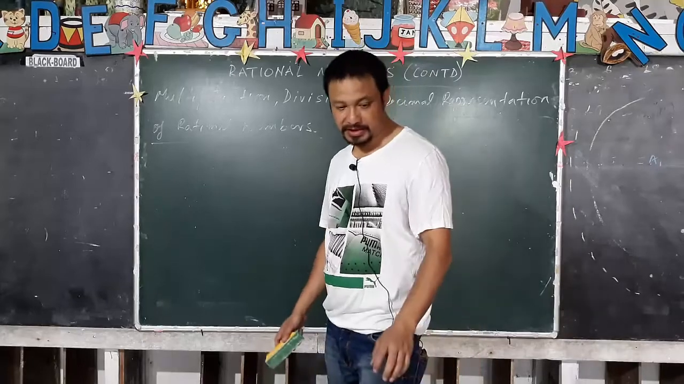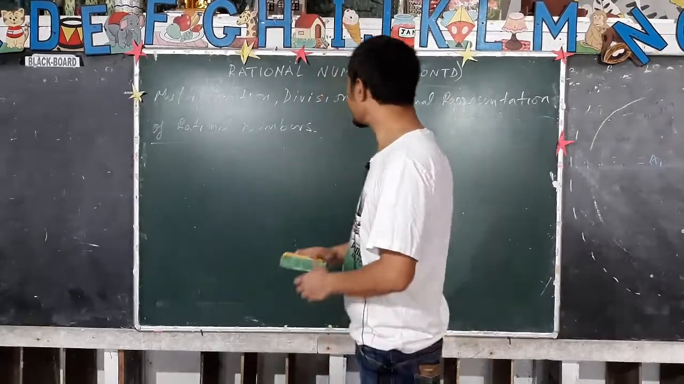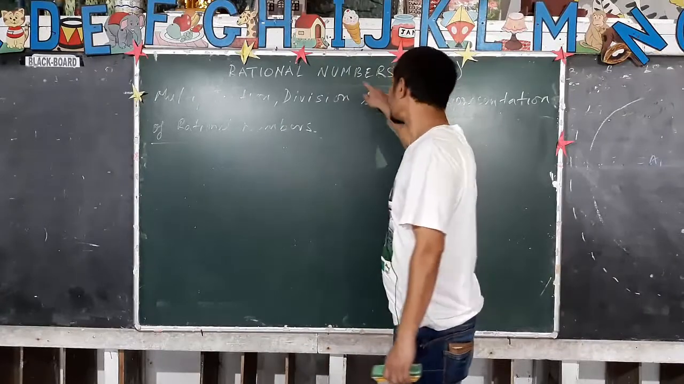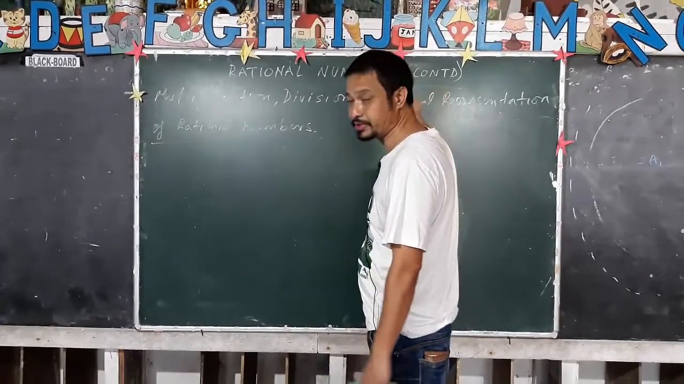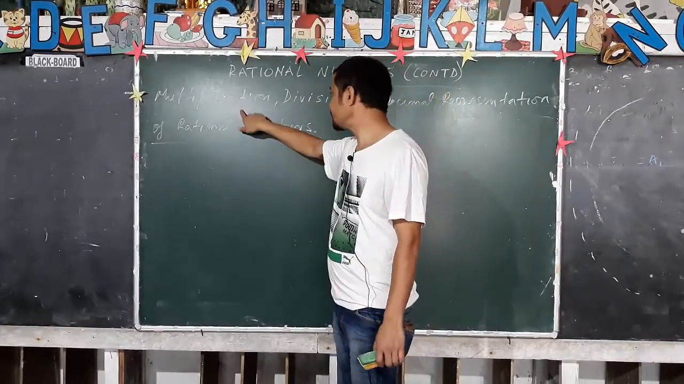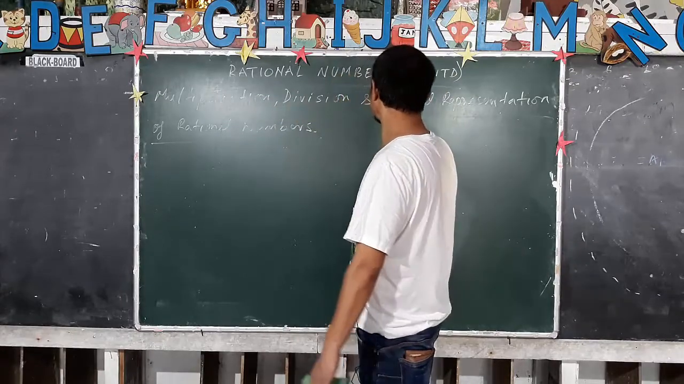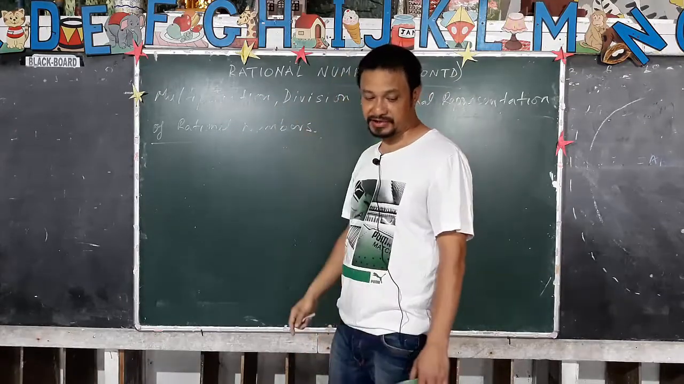Okay, good morning children. We are here again. We are going to continue with rational numbers. That's why it's called rational numbers continued. Today we'll be dealing with multiplication, division and decimal representation of rational numbers.